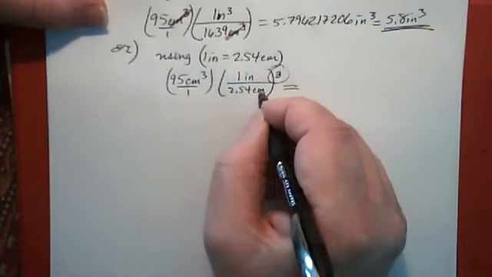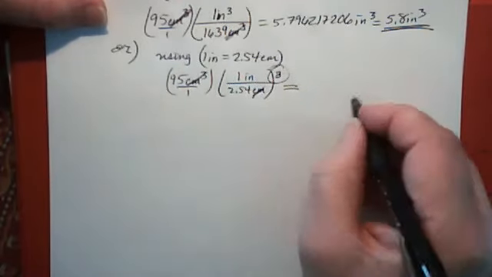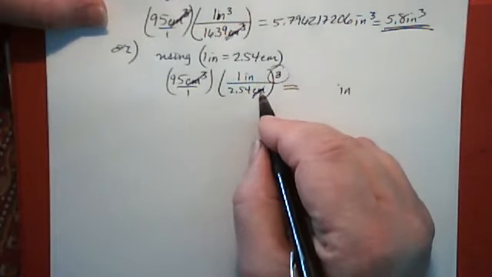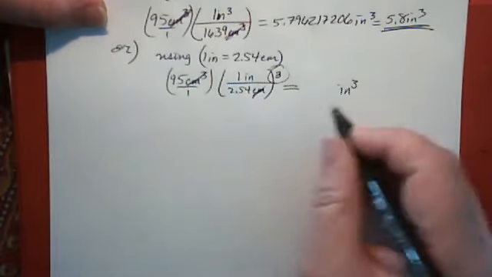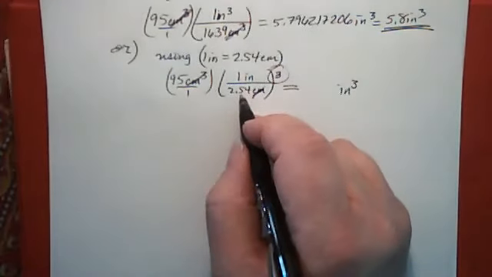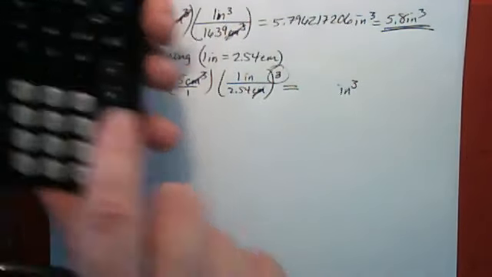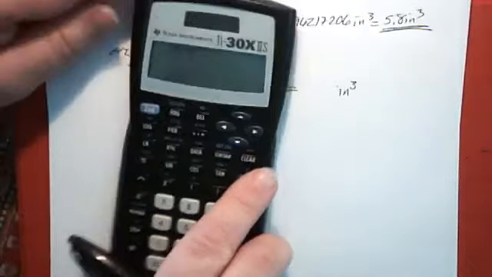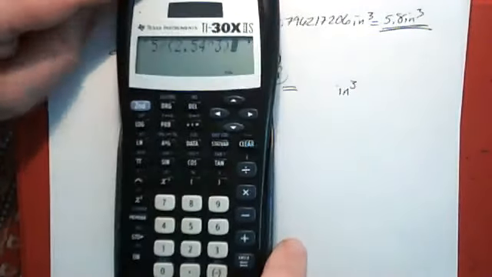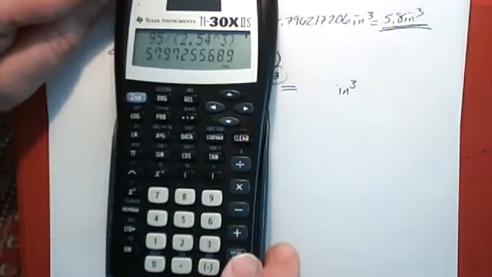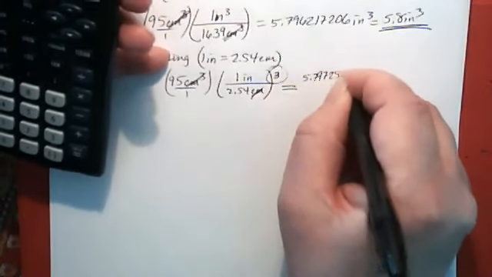Okay, so now this is cubic inches, which will cancel with cubic inches over there. Cubic centimeters cancel with cubic centimeters. Cubic inches will be the unit for the answer. And 95 divided by 2.54 to the third power. So I would do it as 95 divided by 2.54 raised to the third power, close parentheses, and then you hit equals, and we get 5.797255689.